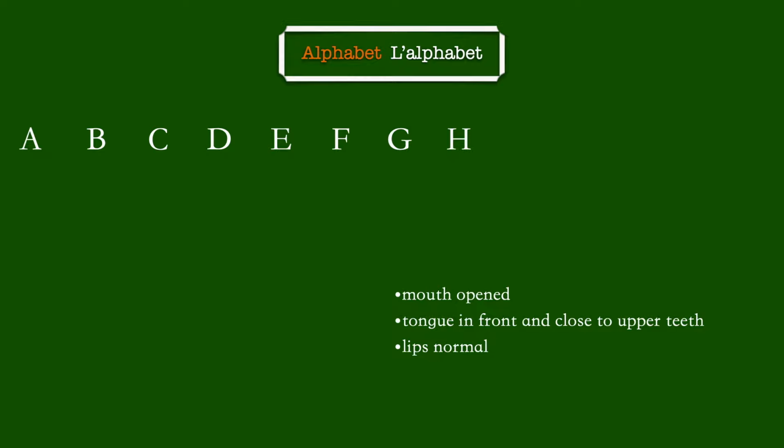Next one is H. For this letter, you need to have your mouth open normally, and you also need to have your tongue in front and close to the upper teeth. Concerning your lips, there is nothing special to be done. H.